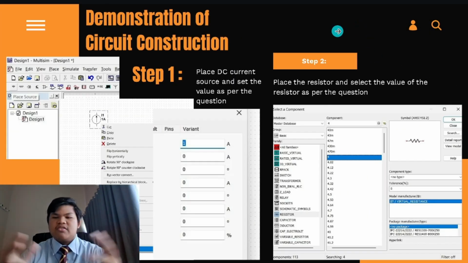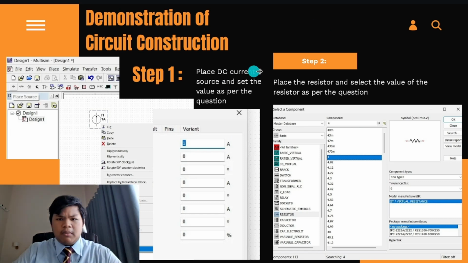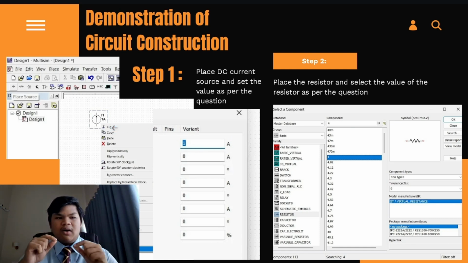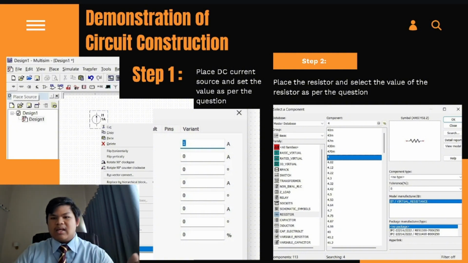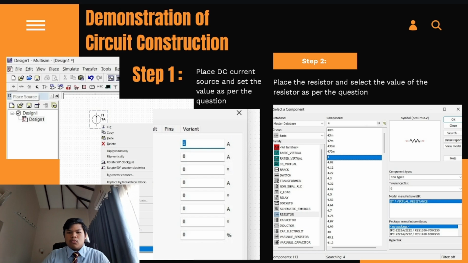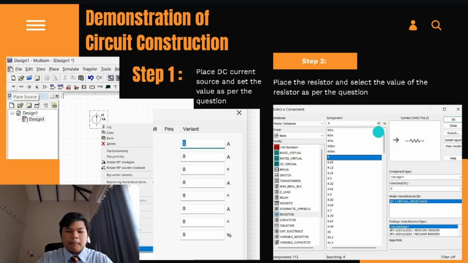So how do we construct our circuit in Multisim? Firstly, place the DC current source and set the value as per the question. Here the current is 1, and we set it as a baseline for where our circuit begins. And then place the resistors as the question states.